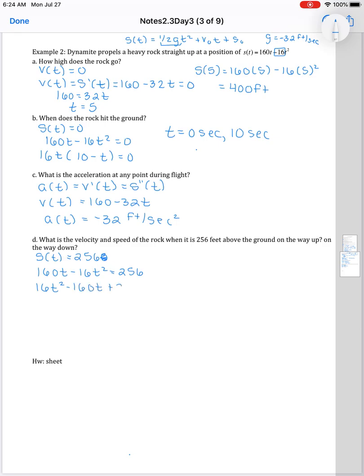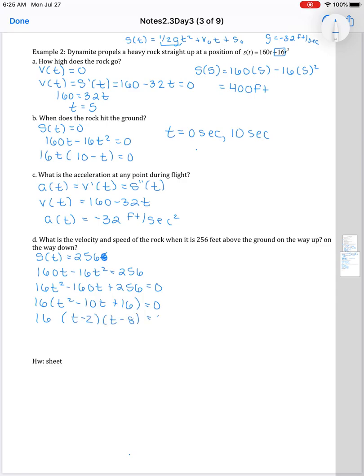Last part here. It says, what is the velocity and the speed of the object when it is 256 feet above the ground on the way up and on the way down? So first thing, let's use the 256. So that means our position is 256. So we're going to take our position function that was given to us, and we're going to set it equal to 256.